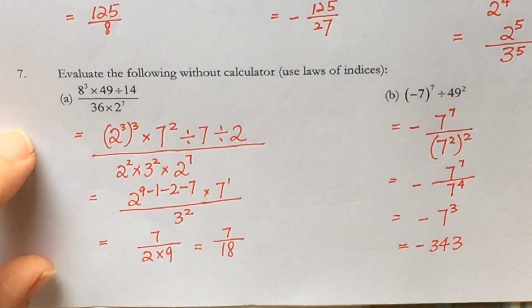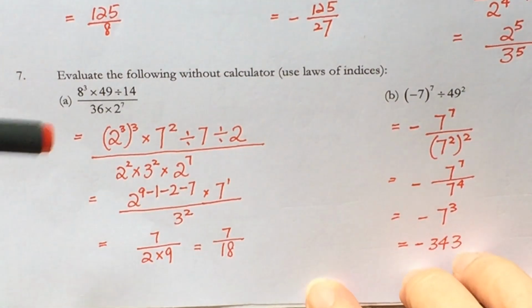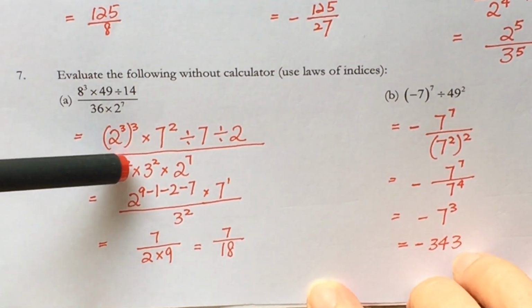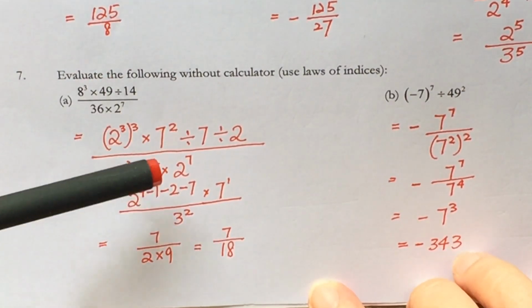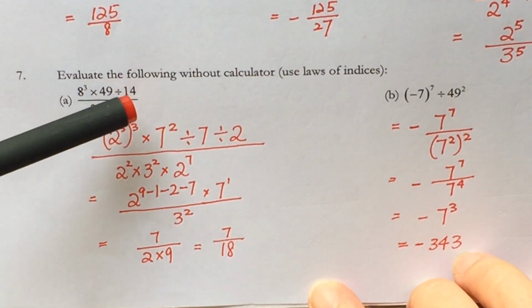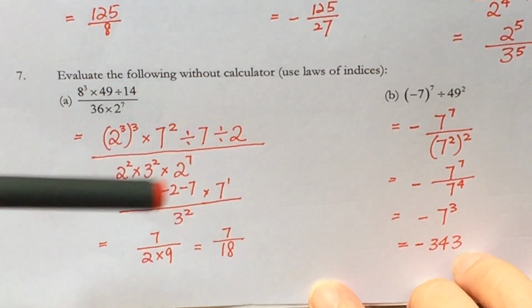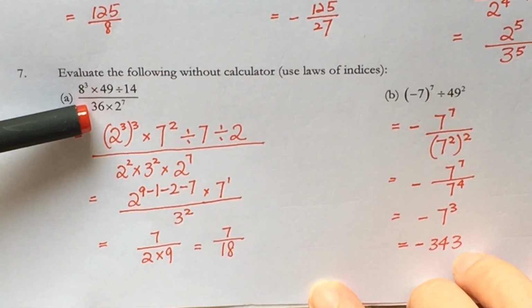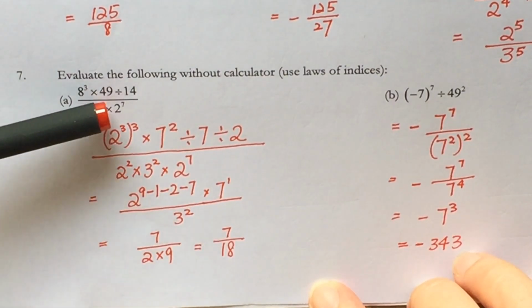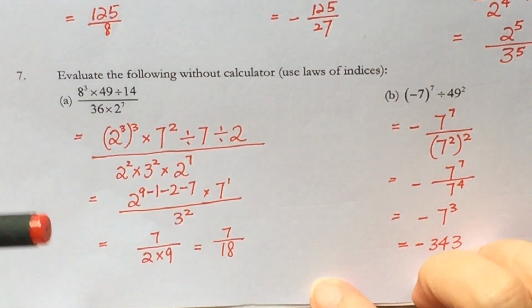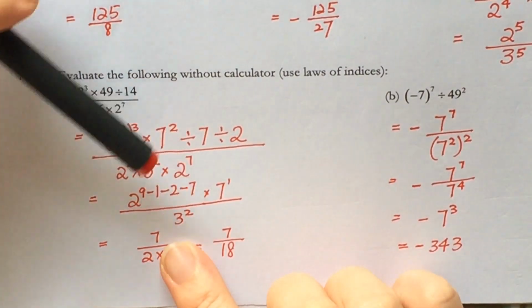Last question 7. Let me repeat. So 8 power 3, 8 is actually 2 cube. So 2 cube to the power of 3. Then 49 is 7 square. Divide by 14 means divide by 7, divide by 2. So divide by 14, no? So 36, I can say is 4 times 9. 4 times 9 is 2 squared times 3 squared. And then multiply with 2 to the power 7. So now everything is in terms of either base 2 or base 7 or base 3.